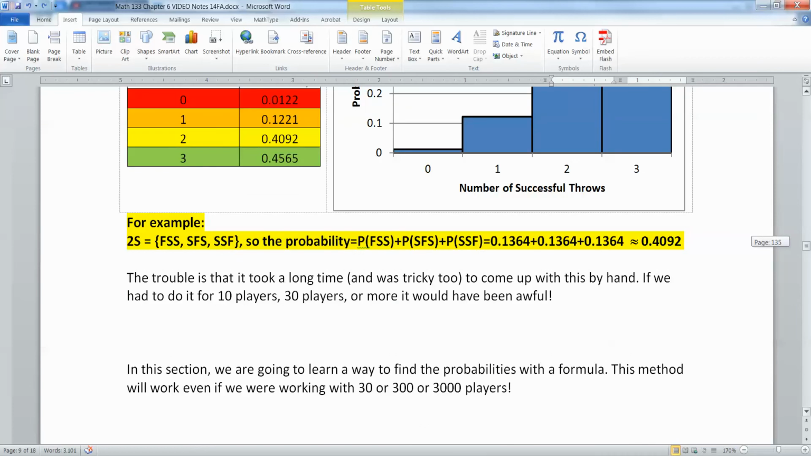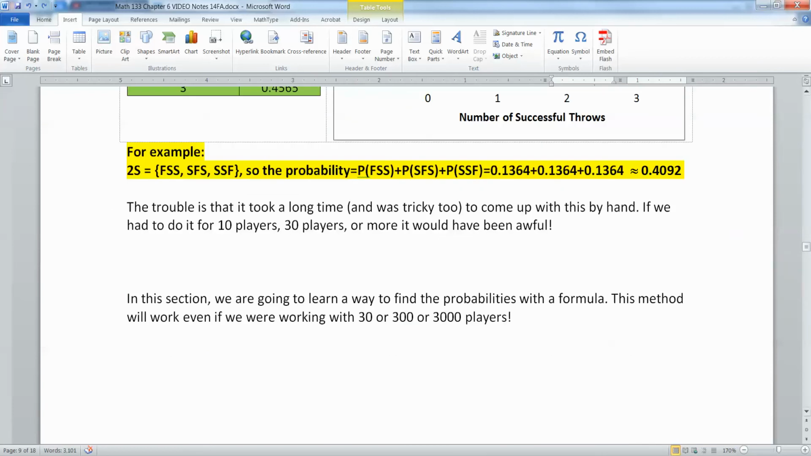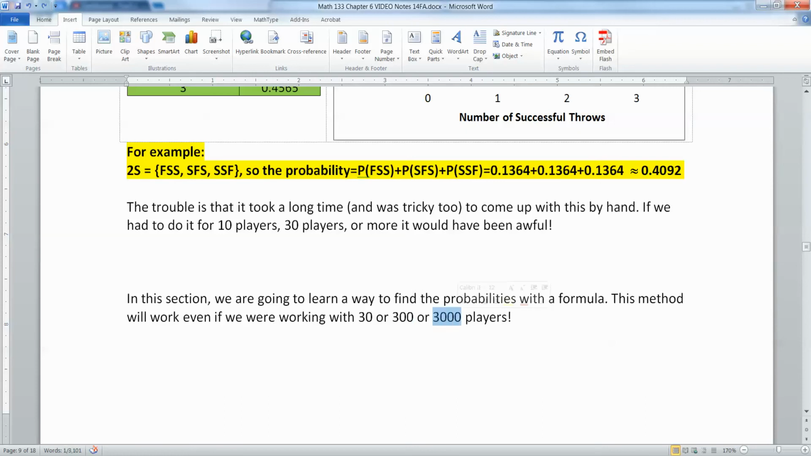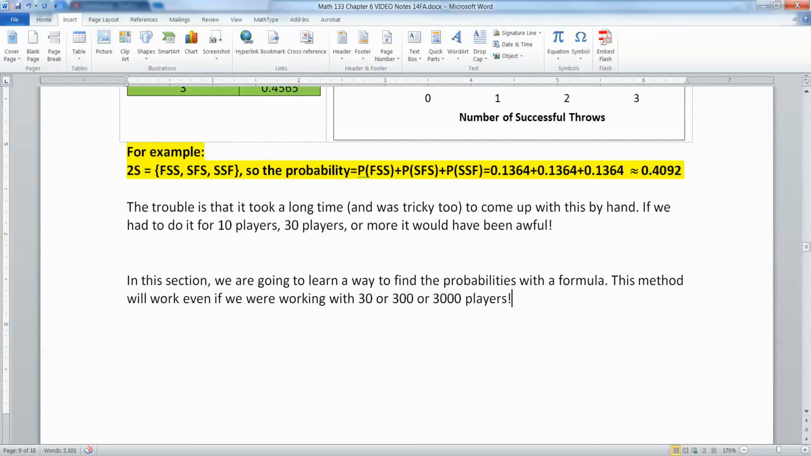And so that brings us back to here. We want something that will work no matter how many players we're talking about. What if it was 30 players? What if it was 300 players? There's 300 players in the NBA. What about 3,000 players that have played in the last 10 years or something like that? I want something that'll work no matter how big my number of players is. And what's more, what if it's not always 0.77? What if it's 0.72 this year and 0.81 this year and so on? I want something that'll work quickly and efficiently for all of these things. And that's what we're going to learn.